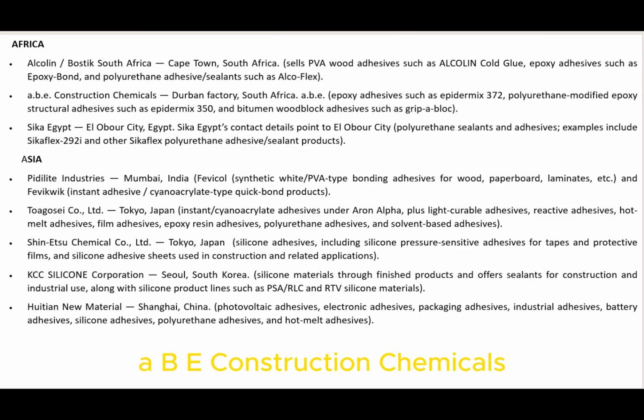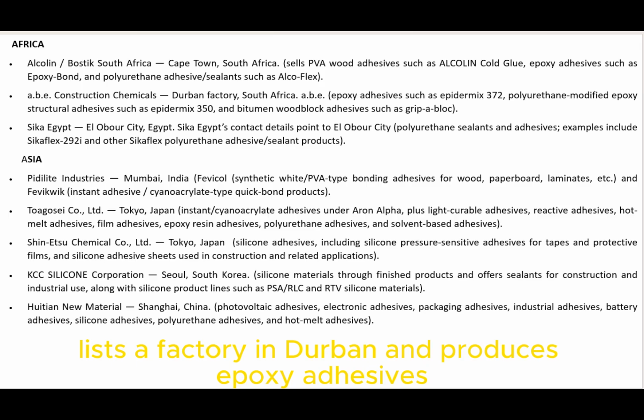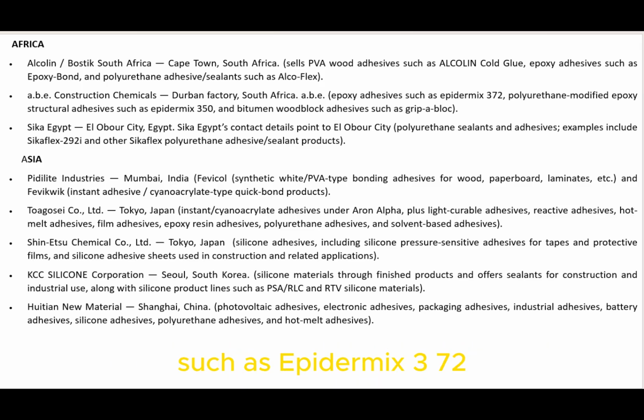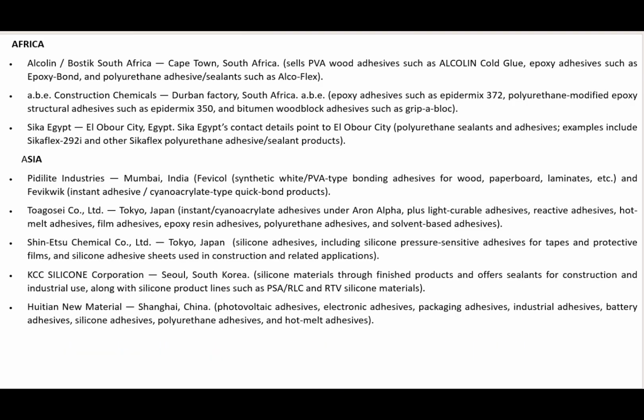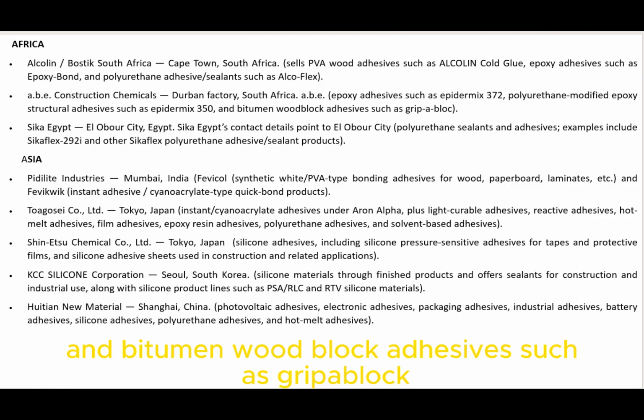ABE Construction Chemicals, Durban Factory, South Africa. ABE lists a factory in Durban and produces epoxy adhesives such as Epidermix 372, polyurethane modified epoxy structural adhesives such as Epidermix 350, and bitumen woodblock adhesives such as Gripablock.